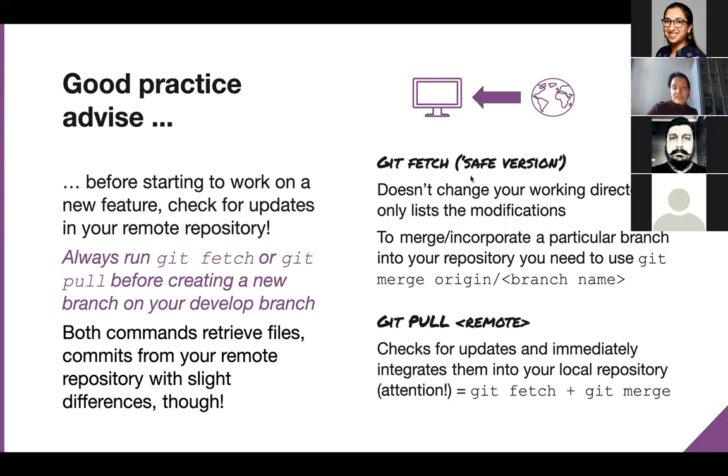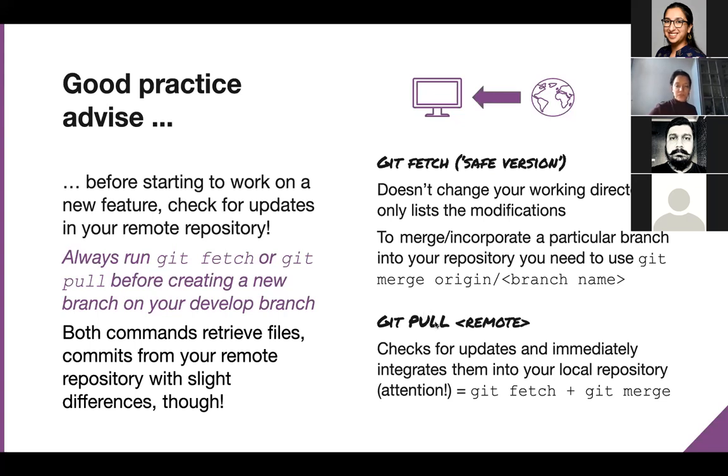So Git fetch is a very safe version. You do not change anything in your working directory, like with git status and git log. What it does is it basically looks in your remote repository at what is present there, but it does not immediately take everything and merge it into your local repository. This is the difference to Git pull. There you would say git pull origin or a certain branch. So it checks for those updates and immediately integrates them into your local repository. So Git pull is actually the combination of both commands.